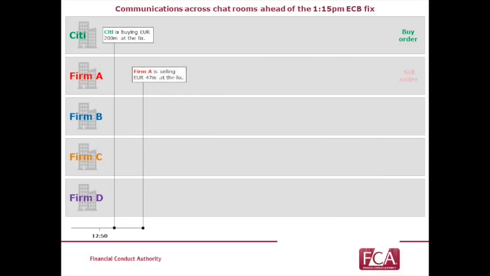Firm A has net sell orders for the fix of 47 million euros. Firm B offers to transfer its net buy orders for 26 million euros to Citi. Citi agrees. This increased or built the volume that Citi needed to buy at the fix by this amount. This is an example of giving you the ammo, or building.